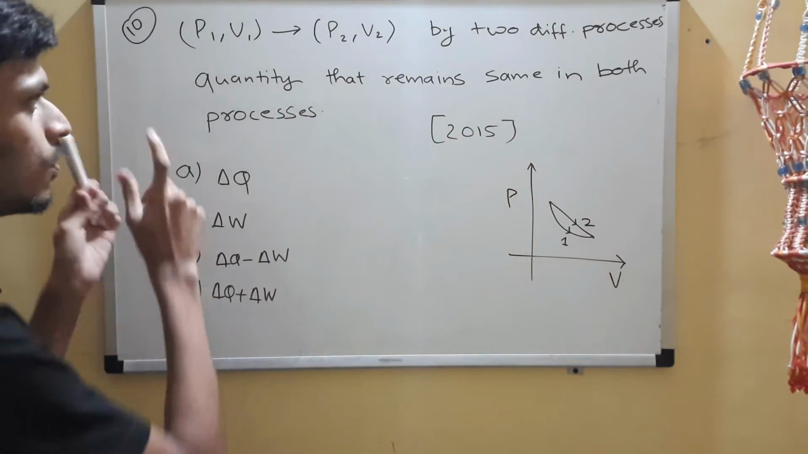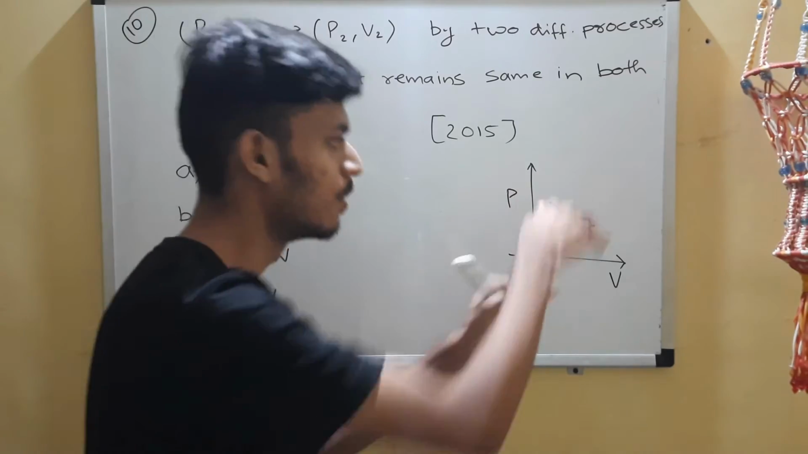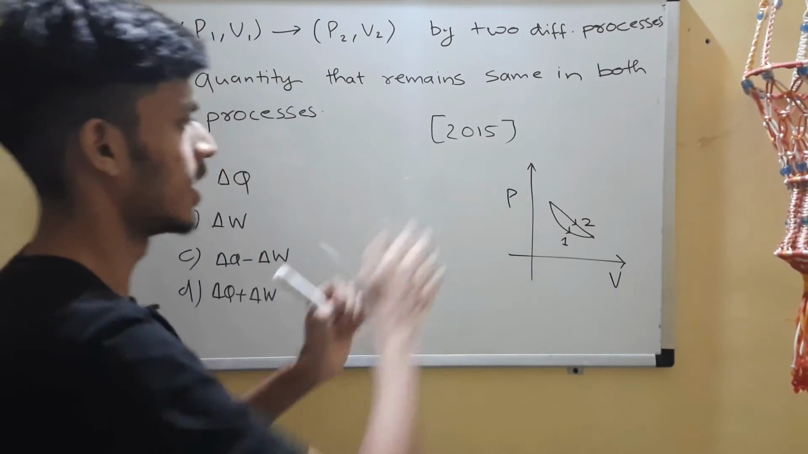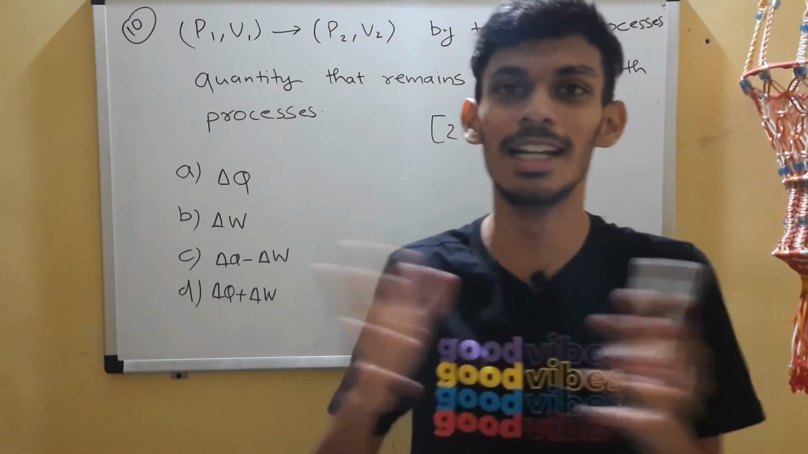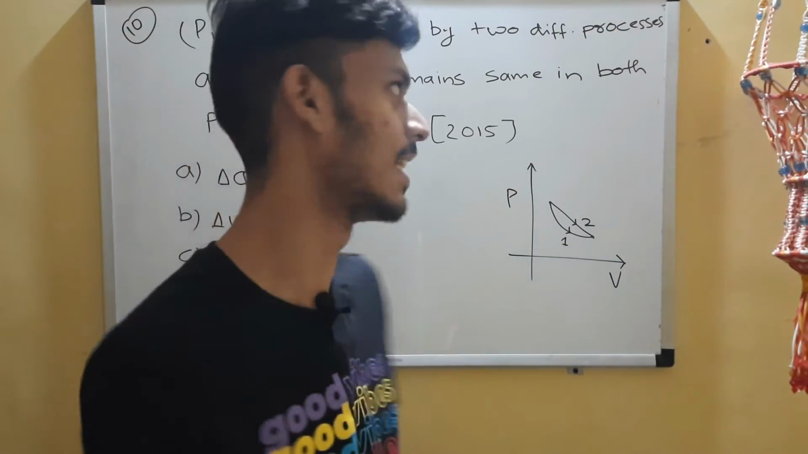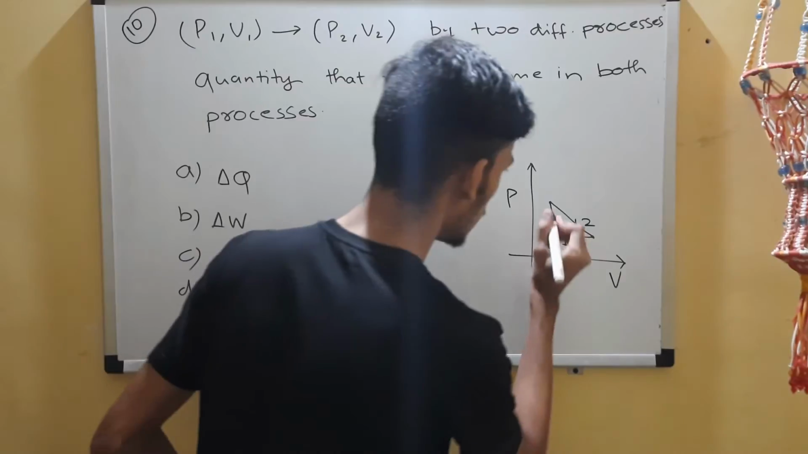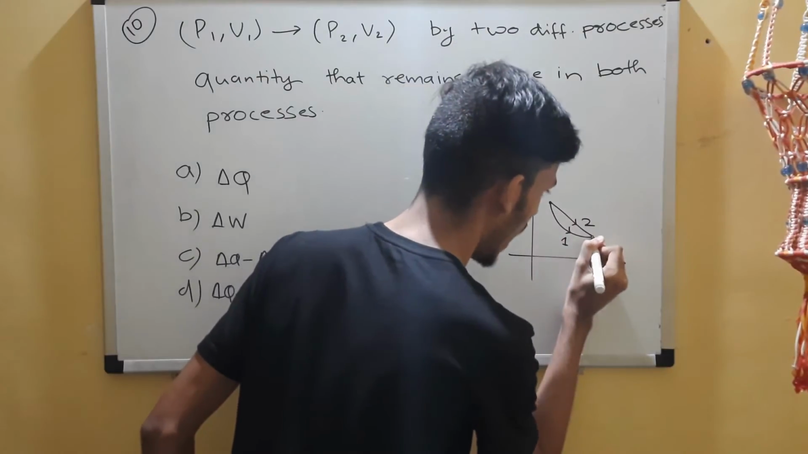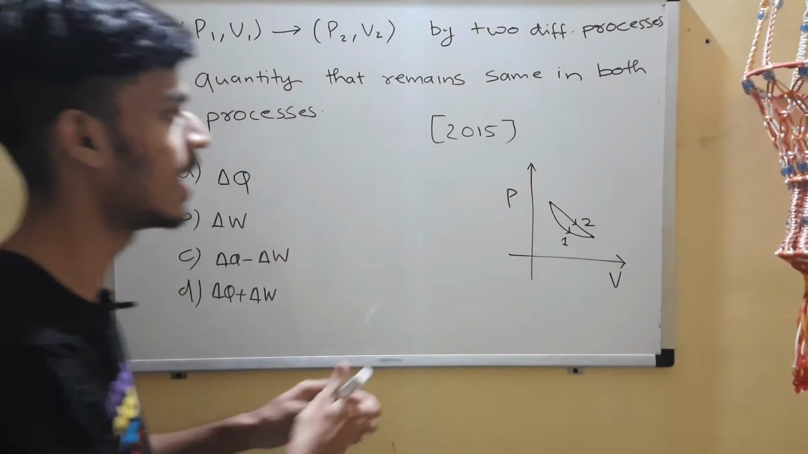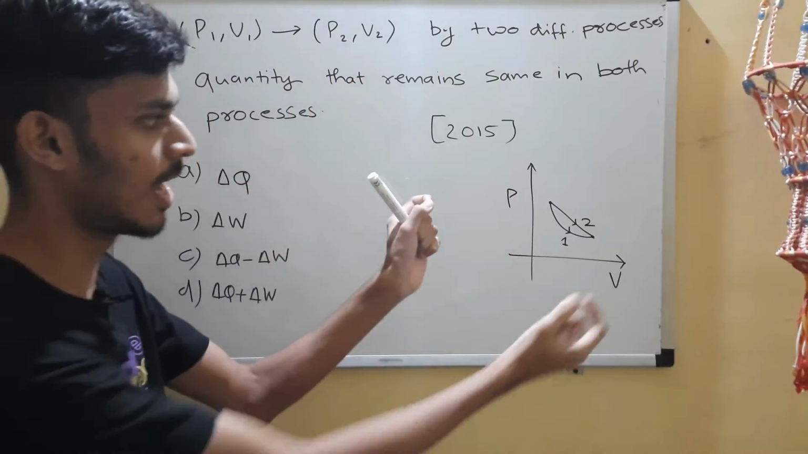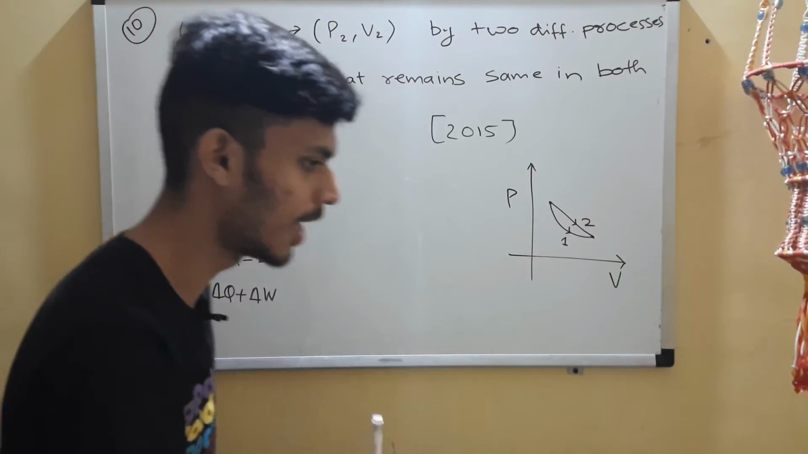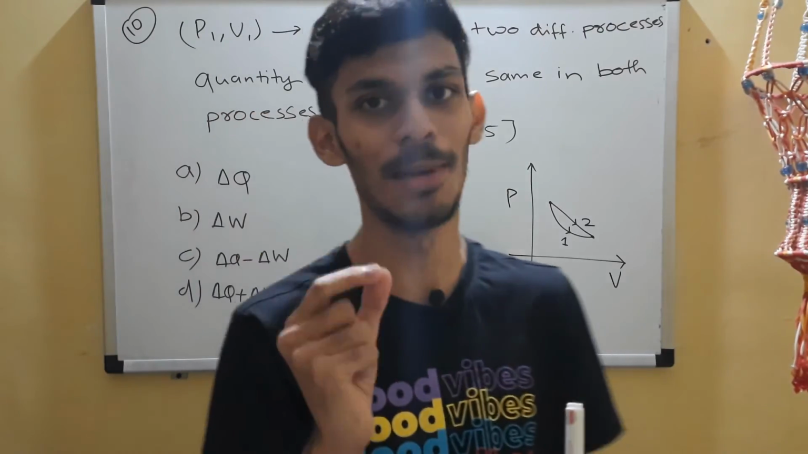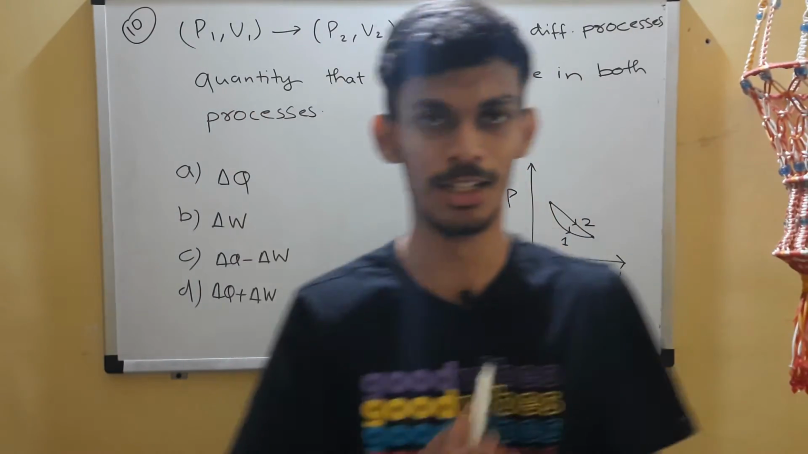You are supposed to find a quantity which will remain the same in both these processes. So you are supposed to find a quantity which is path independent, a state function. As I said, the quantity should only depend on the initial and the final point. And you can see that in both these processes, the initial and the final point is the same, right? From P1 V1 to P2 V2. So find a path independent property or quantity.